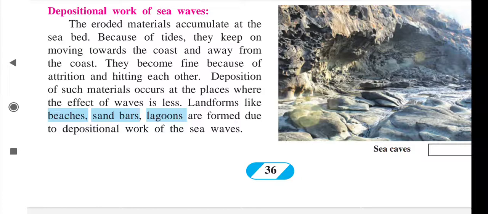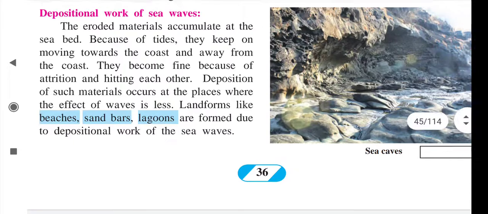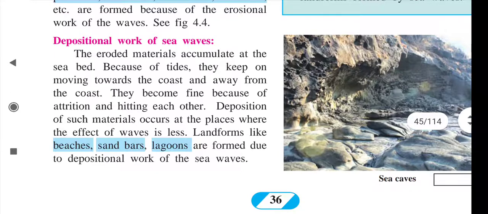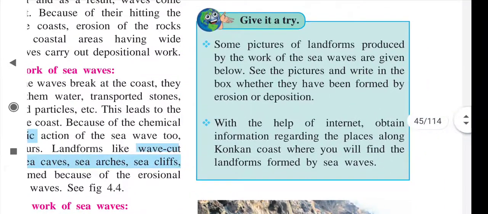So here it is said that because of the tide and that erosion, whatever pebbles, rocks, particles are there become fine because of the continuous hitting, and then deposition occurs, and it forms the landforms like beaches, sandbars, lagoons. So here is given the picture that we will see, and these all are the landforms created by the depositional work of the sea waves.